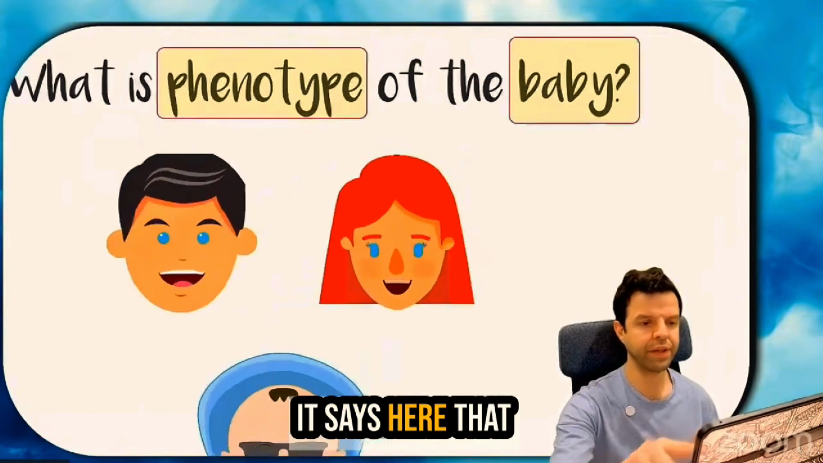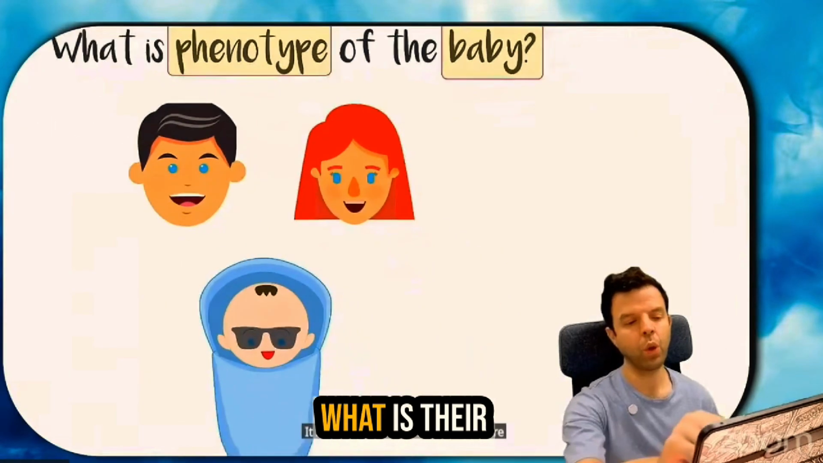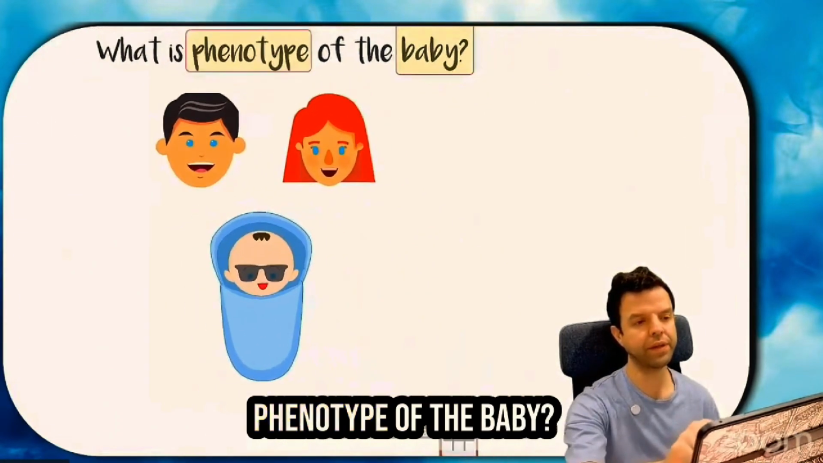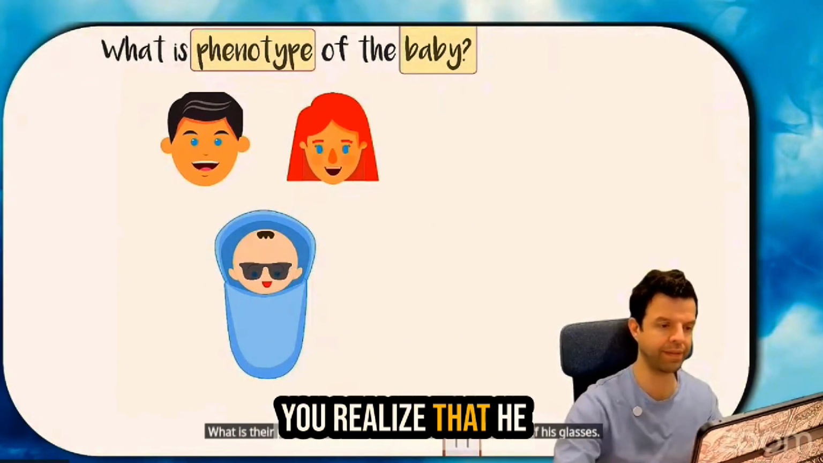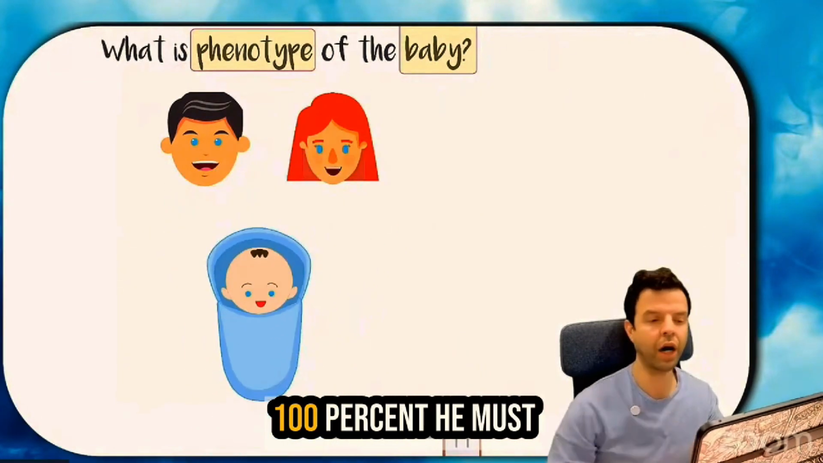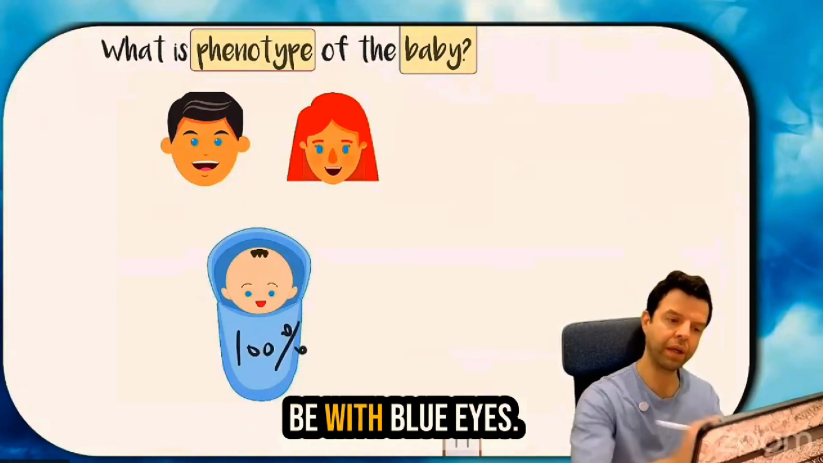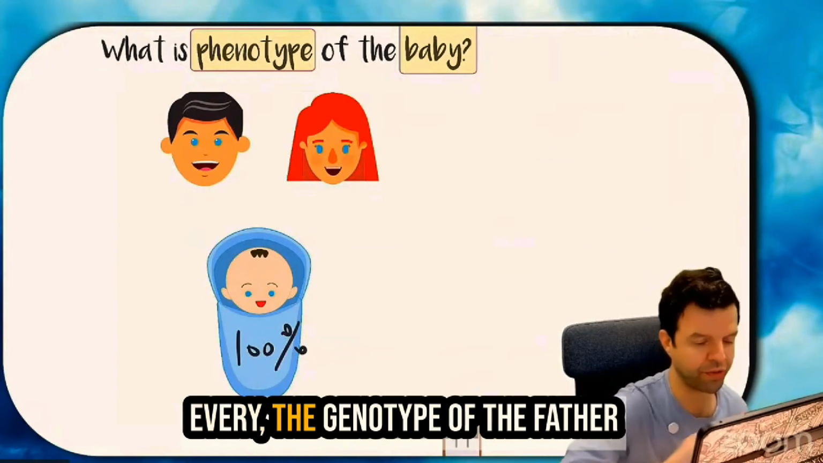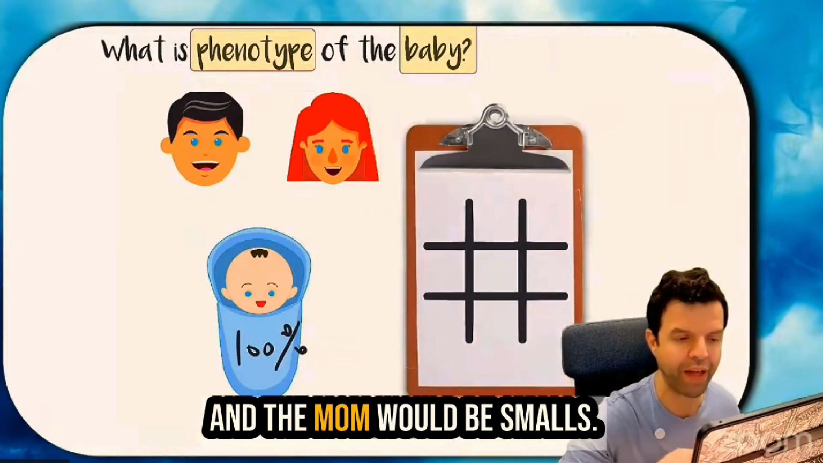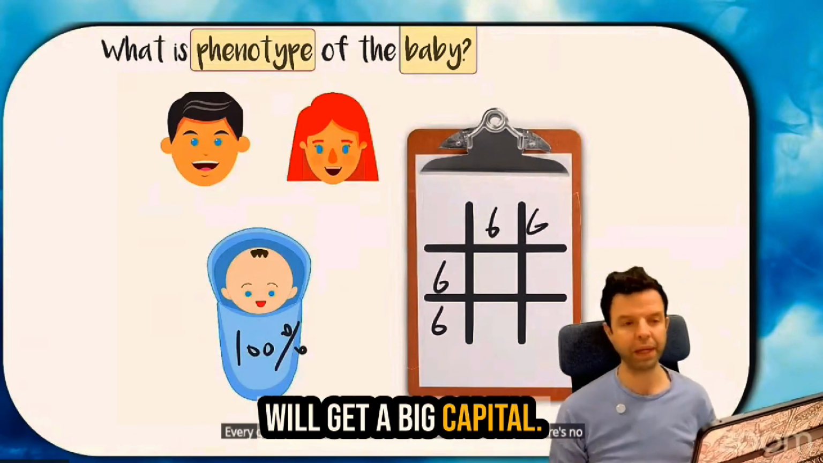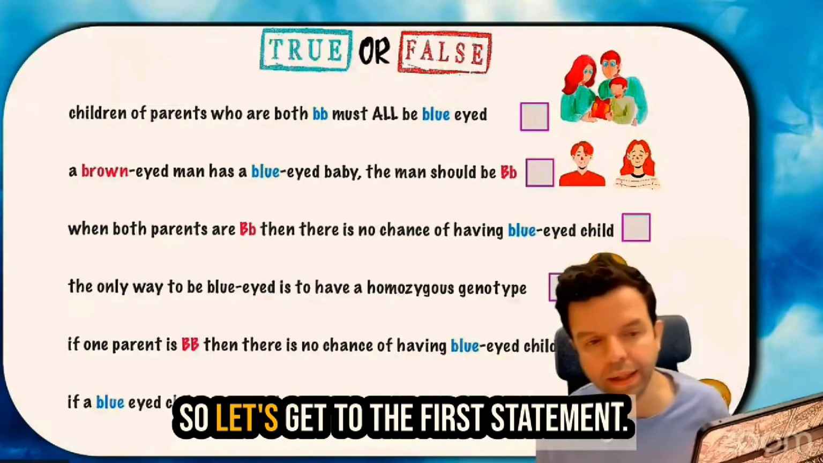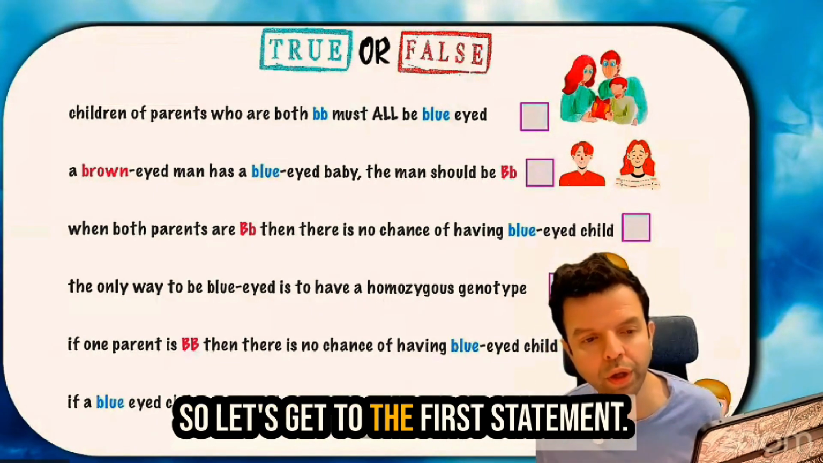Last one. It says here that the parents are blue-eyed. What is the phenotype of the baby? We know it, right? You realize that he must be blue-eyed. 100% he must be with blue eyes. The genotype of the father and the mom are B smalls, so there's no way he will get a B capital.